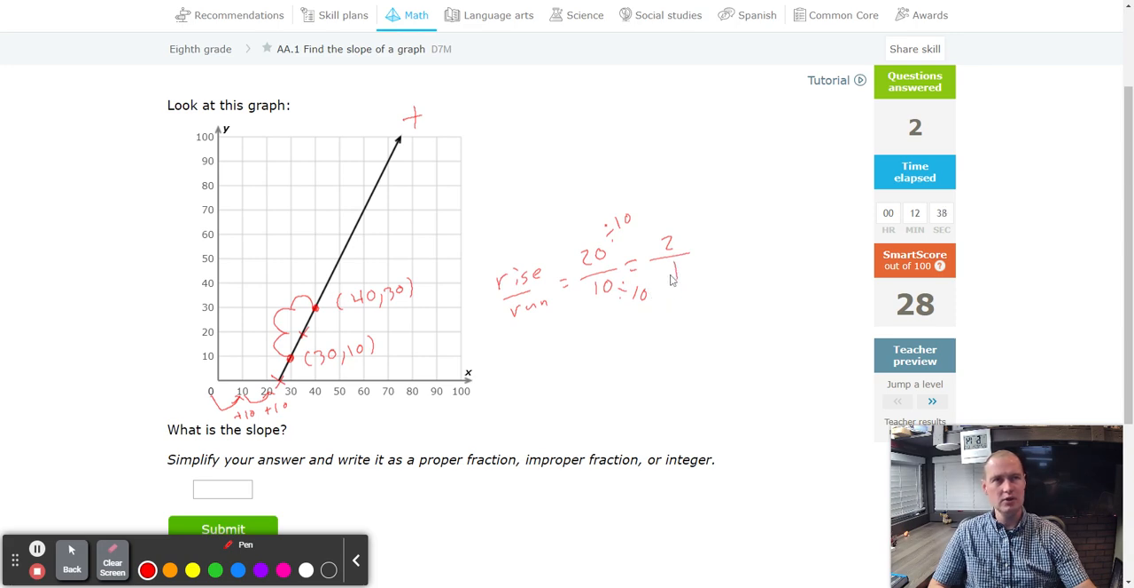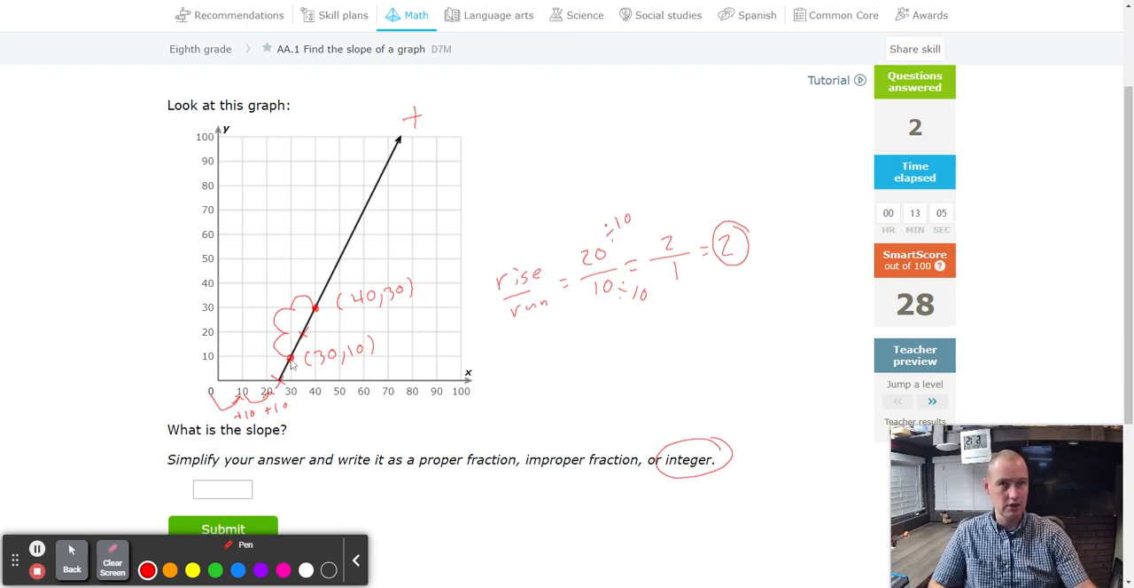Now, wait a minute. Anything with the 1 on the bottom is just the whole number of the top. So 2 divide 1 is a whole answer of 2. So in this case, it's just going to be something called an integer. An integer means a whole number. So the slope, in this case, is 2. For the reason that 2 divide 1 is 2. Again, use a calculator if you need on that part.